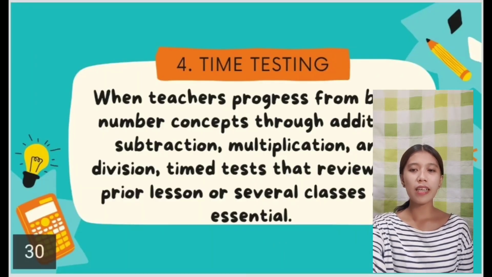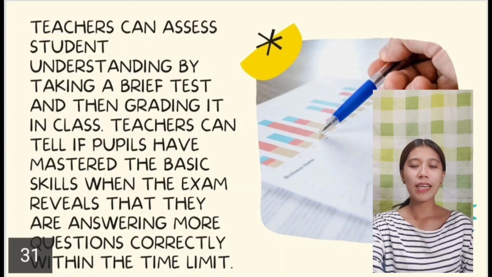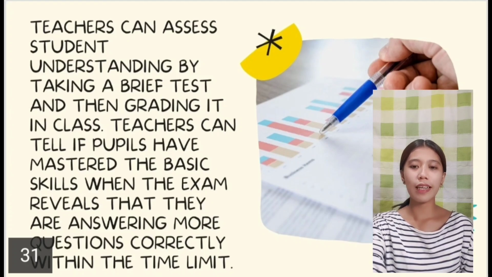Teachers progress basic number concepts, addition, subtraction, multiplication, or division, that review prior lessons or several classes, essential and having a proof of being workable, and how it is useful over a long period of time, and how effective it is. An example is when teachers can assess students' understanding by taking a brief test and grading it in class. Teachers can tell if pupils have mastered the basic skills when the exam reveals they are answering more questions correctly.